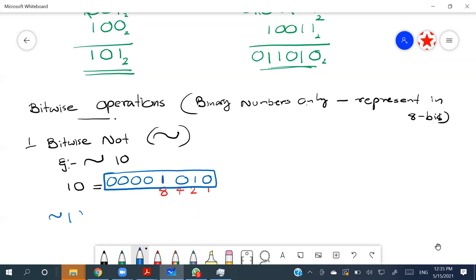Now NOT 10 means converting the zeros into ones and ones into zeros. So NOT 10 means 1 1 1 1 0 1 0 1. This is the output for NOT 10. Got it, people? Take the logic: when we need to illustrate NOT 10, we write the positive 10 in binary, then we convert.